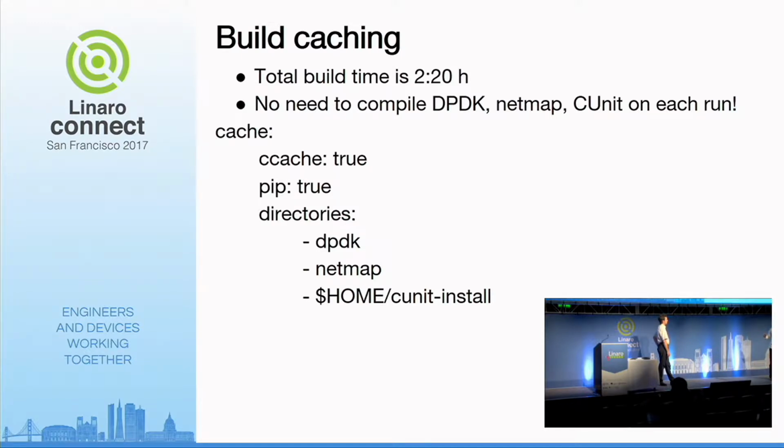It's a cache. We have a lot of dependencies that ODP depends on, like DPDK, CUnit, netmap, and whatever. So we build all of that only once and install it somewhere locally in Travis Cloud, and after that we reuse it. After we enabled the cache, testing time decreased almost 2 times, because compiling DPDK alone takes about 20 minutes on a single core.